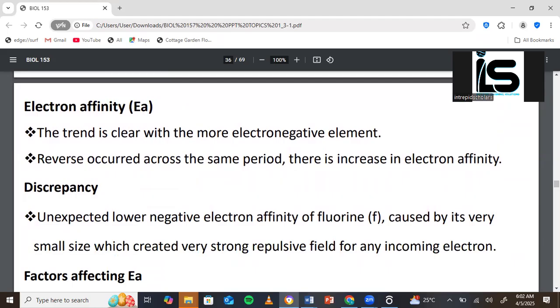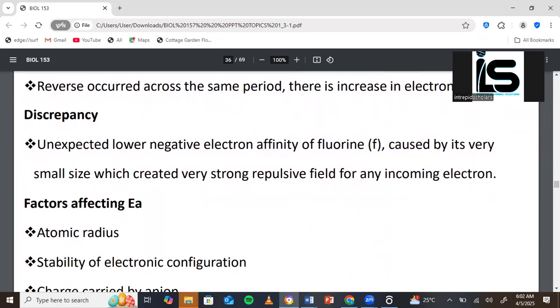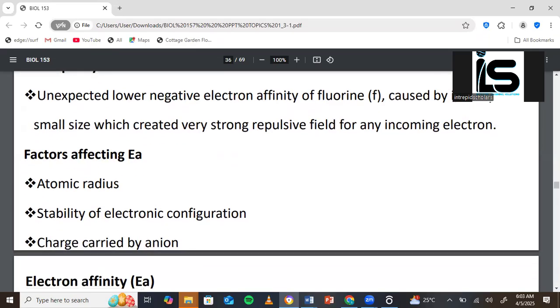Electron affinity is clear with electronegative elements. So let's talk about the discrepancies. The unexpectedly lower negative electron affinity of fluorine. Now, fluorine, from the trend, was supposed to have a high electron affinity, but fluorine has an issue with very small size. It has a very, very small size. Because of the size, the repulsion in fluorine is very strong, right? That has reduced the ability of fluorine to accept electrons. That is the electron affinity of fluorine. So that's something that we can take note of.